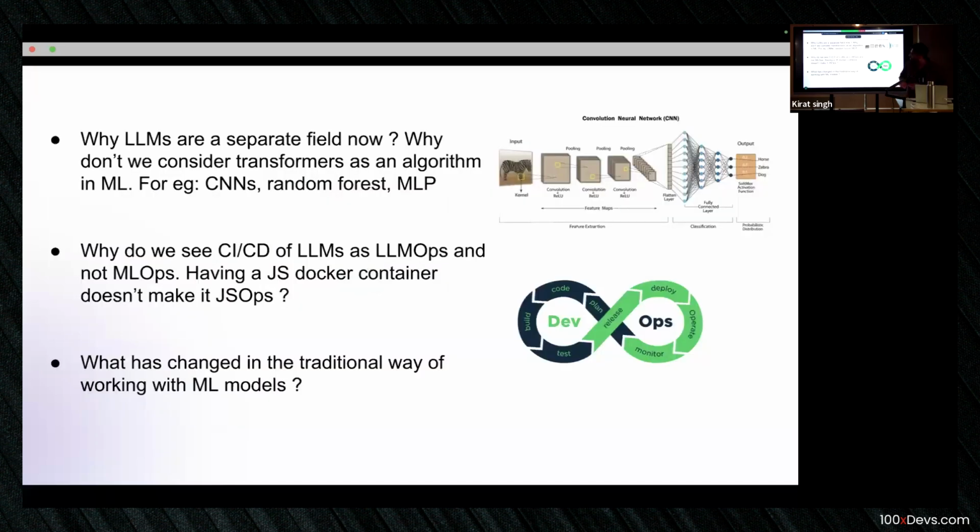Okay, so some burning questions. Why are LLMs a separate field now? Why don't we consider transformers as an algorithm in machine learning? We have CNNs, random forest, MLP, multi-layer perceptrons, CatBoost, and all these things coming up. But still we give LLMs a really different field, a different importance. Why is that? Does anyone know? Any guess? Why is LLM a completely separate field now?